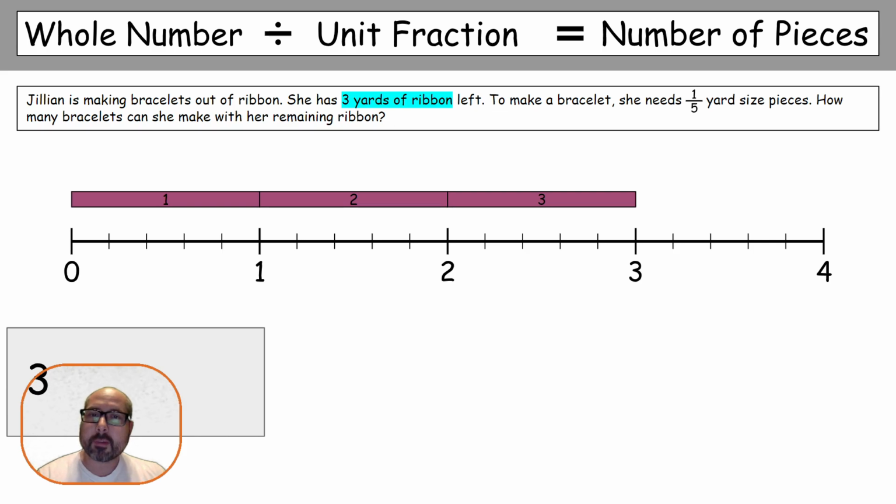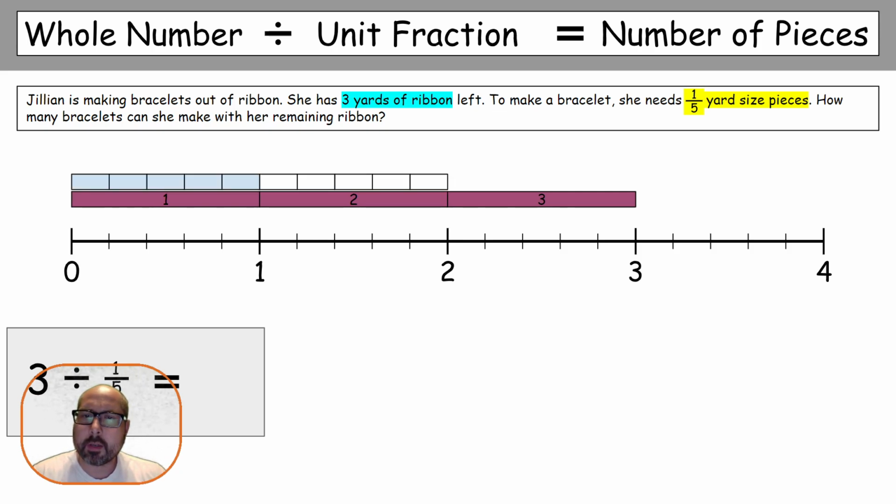And that's what we're going to be splitting up. So next, how are we going to split that? Well, this section right here in yellow tells us that we need to cut it into 1/5 yard size pieces. So we have our yard pieces here, and we need to cut it into 1/5 of a yard size pieces. So we're going to be dividing by 1/5. So now we have our instructions for how we're going to divide it.